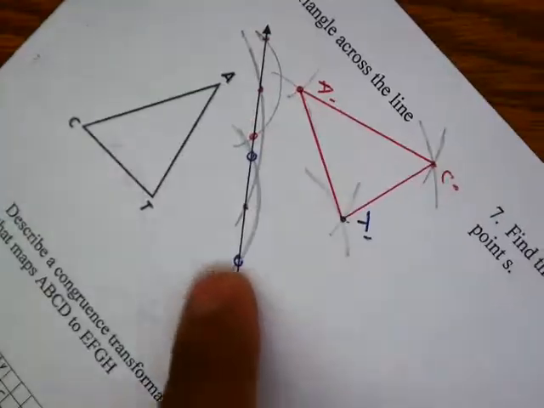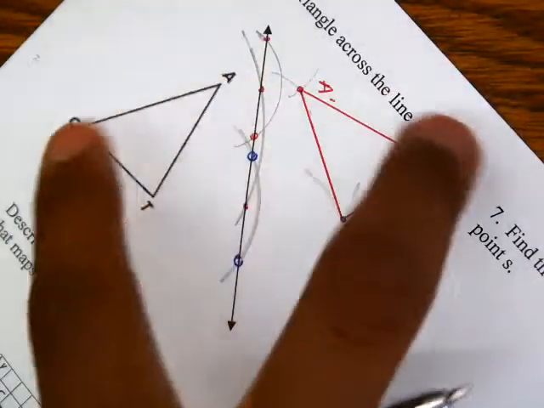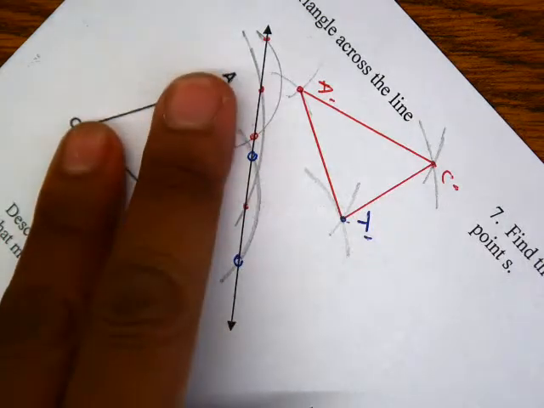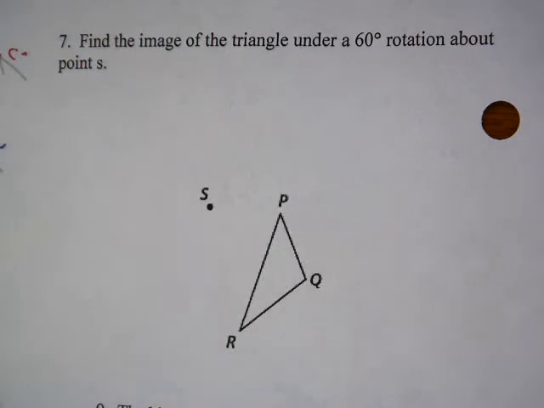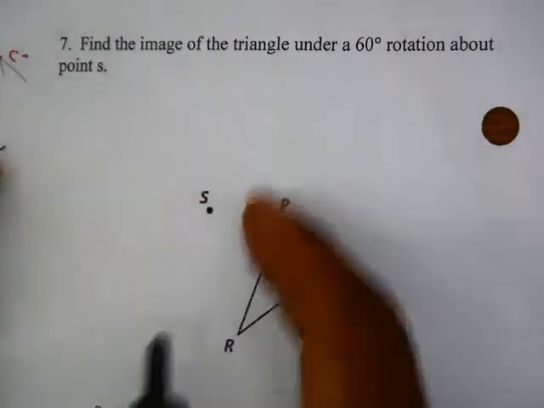So you can see this line divides all these lengths in half, so that this would be reflected over there. On 7, I'm supposed to find this image under a 60-degree rotation. So I need to rotate this 60 degrees. What I like to do in my class is to start with something that looks like the solar system. This is the sun, and these are planets.